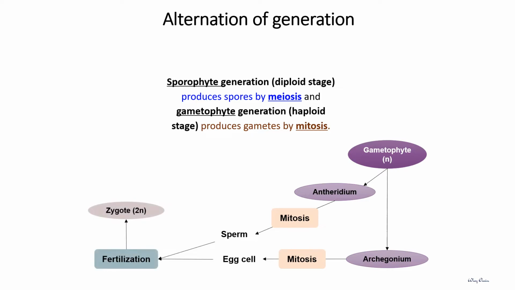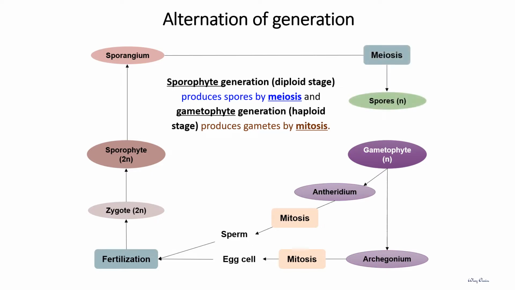Through fertilization, a diploid zygote is formed, and it will grow and develop into a multicellular structure, which is the diploid sporophyte. The diploid sporophyte will undergo development and form a structure which is the sporangium. Within the sporangium, the process of meiosis will produce haploid spores, which will germinate into a multicellular haploid gametophyte.